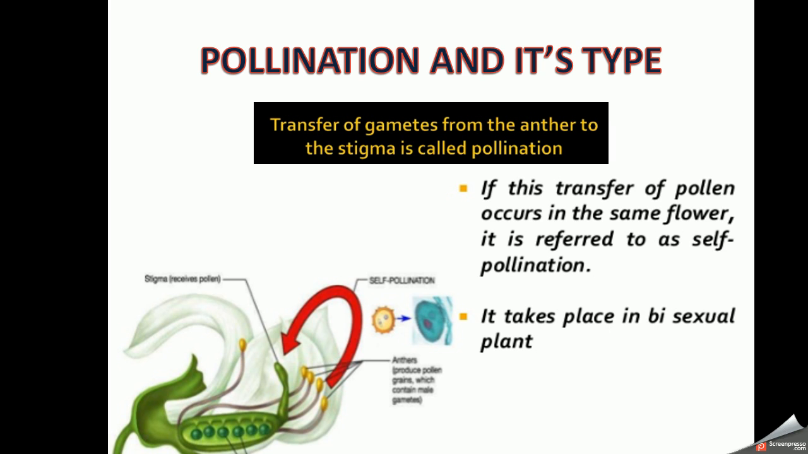Next is pollination. What is pollination? Transfer of gametes from anther. Gametes means pollen grains. From anthers to the stigma is called pollination. See here, these are anther. This anther contains yellow part. In this yellow part, you will find small spores like this.